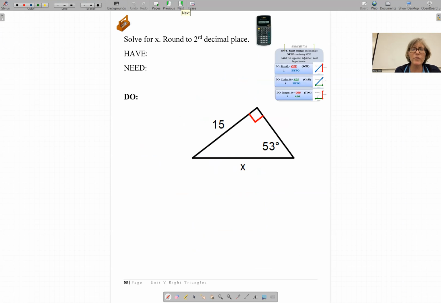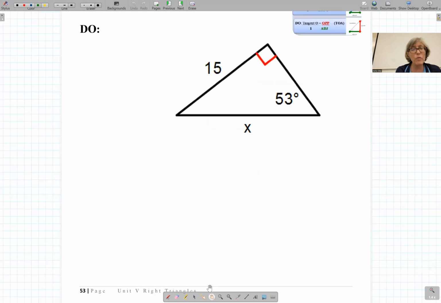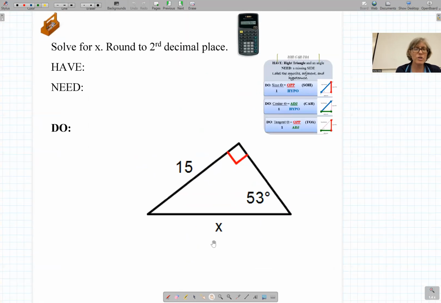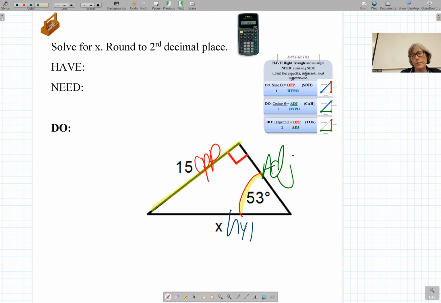Okay, so what if you don't have 30 or 60 or 90 or 45, but you do have a single side and an angle? That is where you are going to use SOH CAH TOA. From the 53, we have the opposite. There's the adjacent. Here's the hypo.